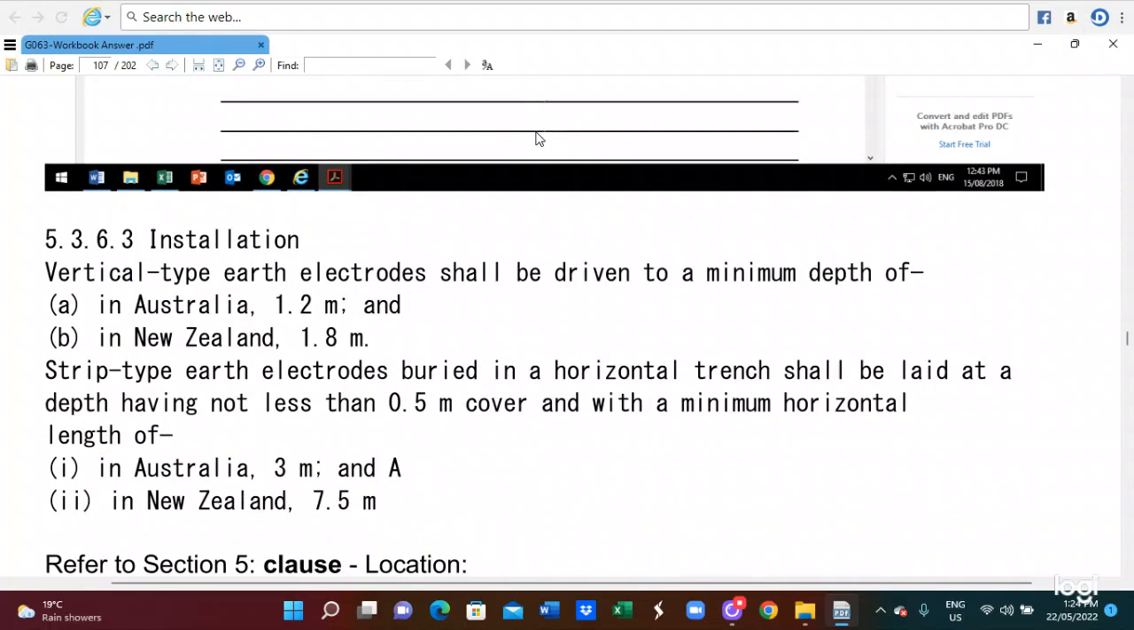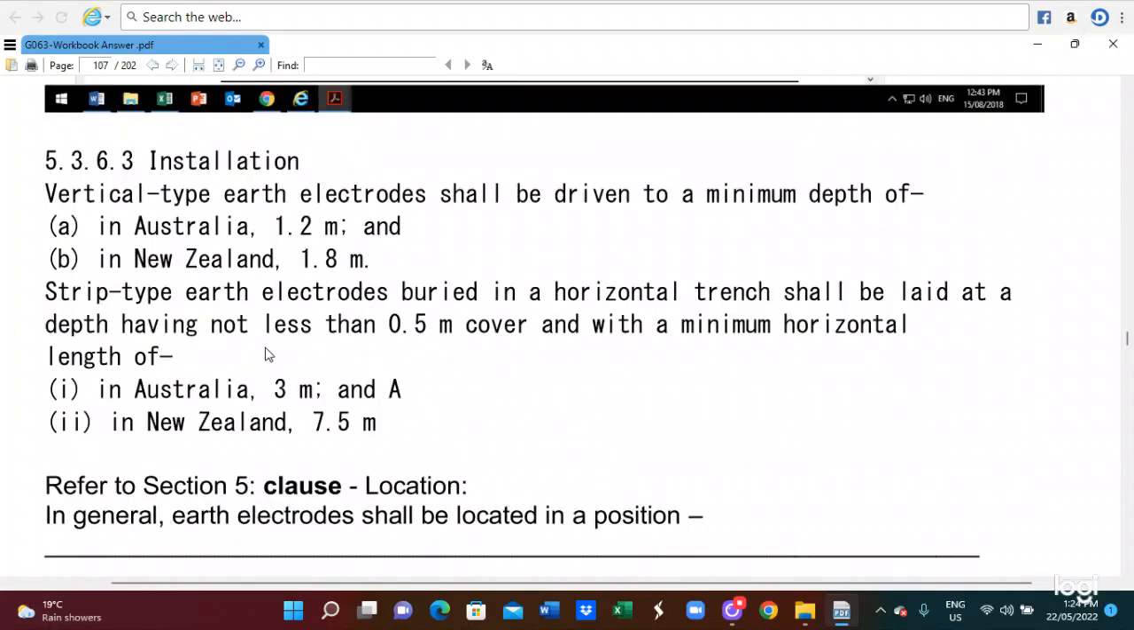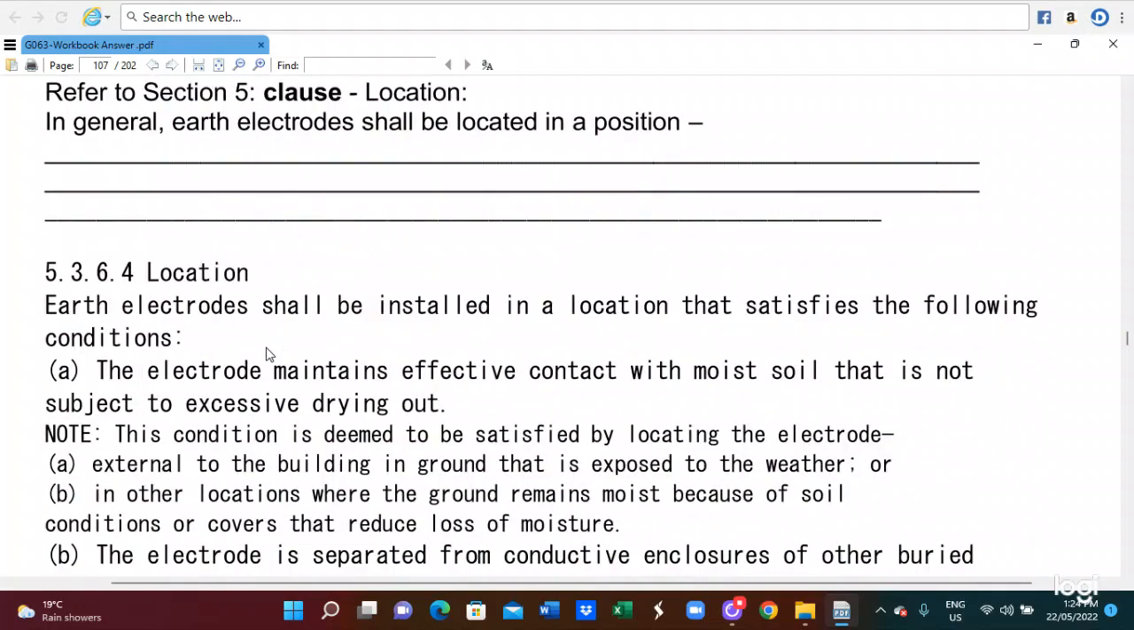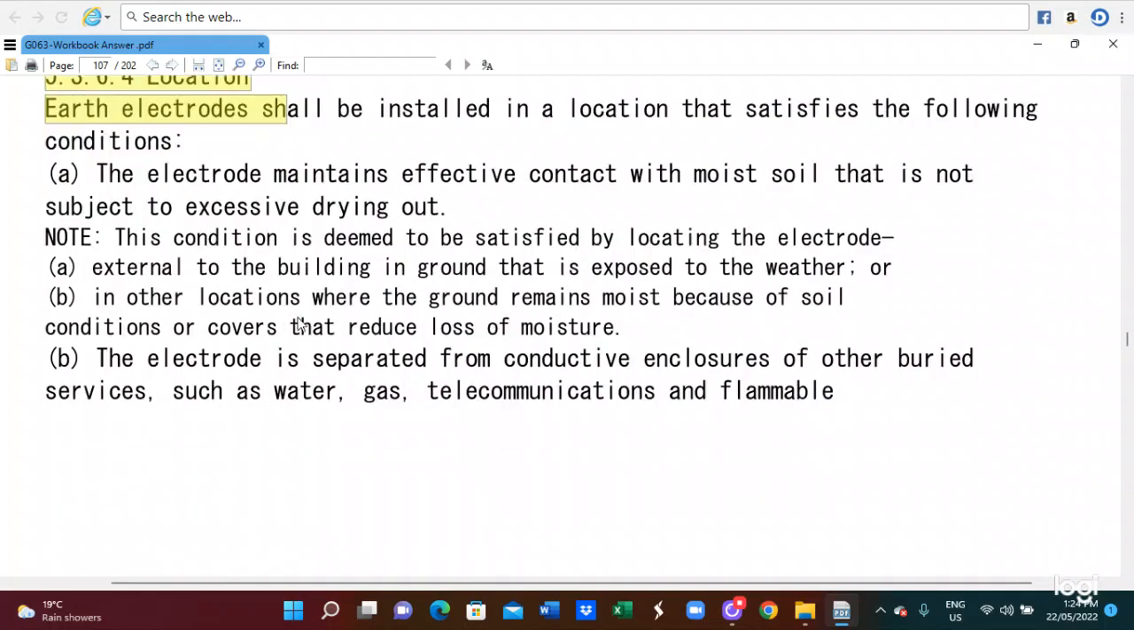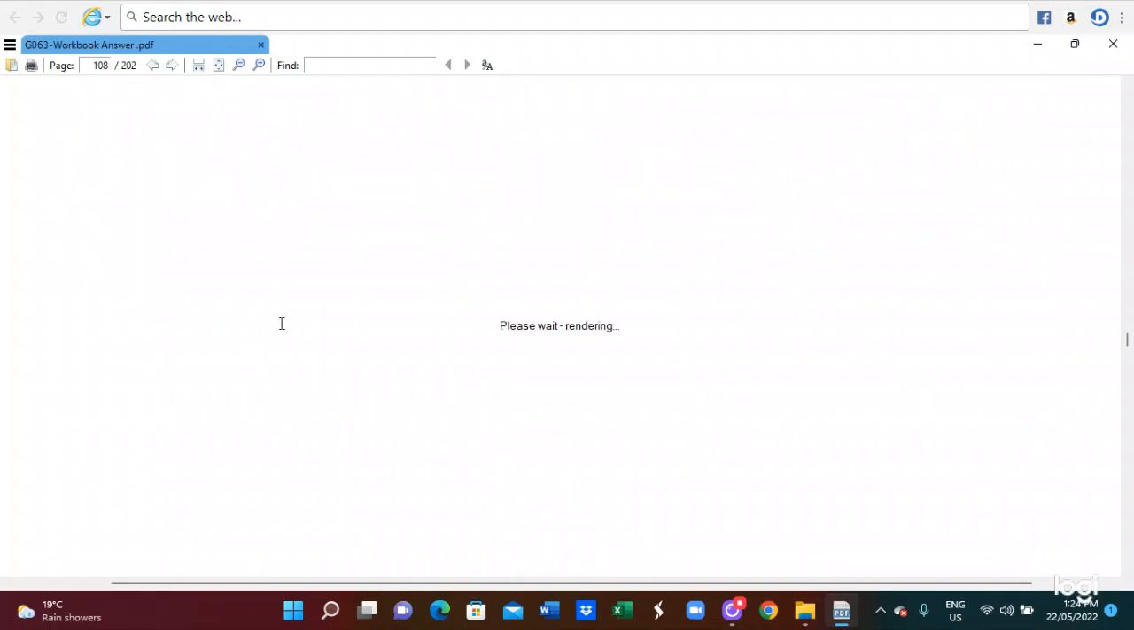So 5.3.6.3 is installation. This is for the installation of the electrode. You can see in the Australia/New Zealand standard, the electrode location: the electrode shall be installed in a location that satisfies the following conditions, maintaining the electrode's effectiveness. You can read those electrode locations there, plus 5.3.6.3 and 5.3.6.4, location regarding the electrode installation.